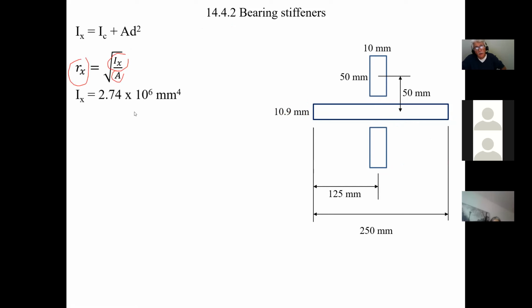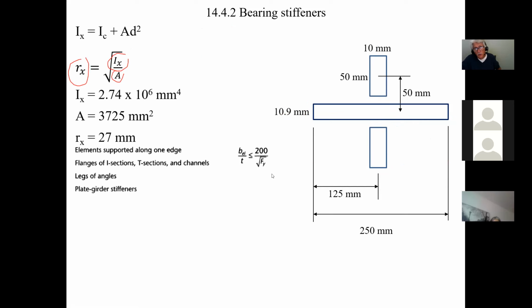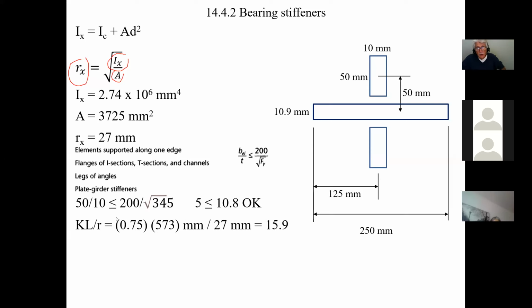Now I got my Ix value, my A value. I can calculate my R value, and of course now I can make sure I can use table 4.4. Yeah, I check. I can use table 4.4. Okay, for plate girder stiffeners, that's the requirement you have to meet. It says it right here. So this is a plate girder stiffener. Okay. And therefore I go and get the value of Cr because I know what my A value is.